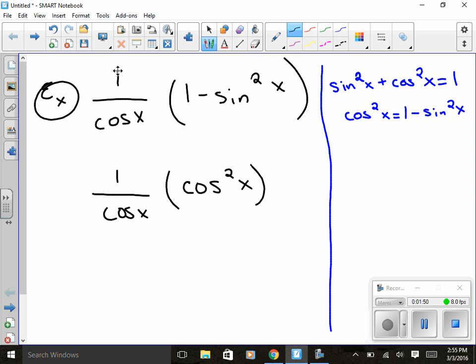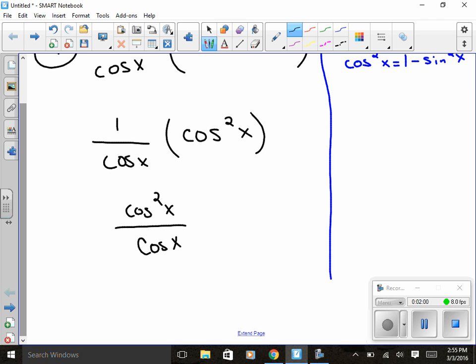So realistically, I'm going to go ahead and multiply this. I've got cosine squared of x over cosine x. Well, if I were to have, for instance, let's say that I had x squared over x, that would just break down to a regular x. Well, the same concept applies. My answer then is just cosine x.